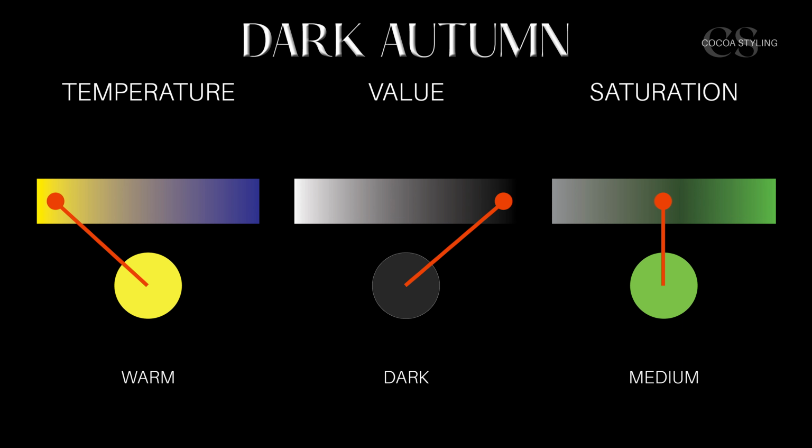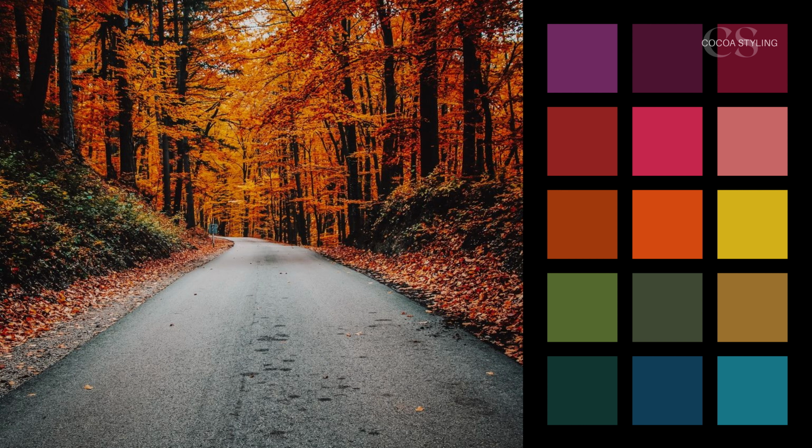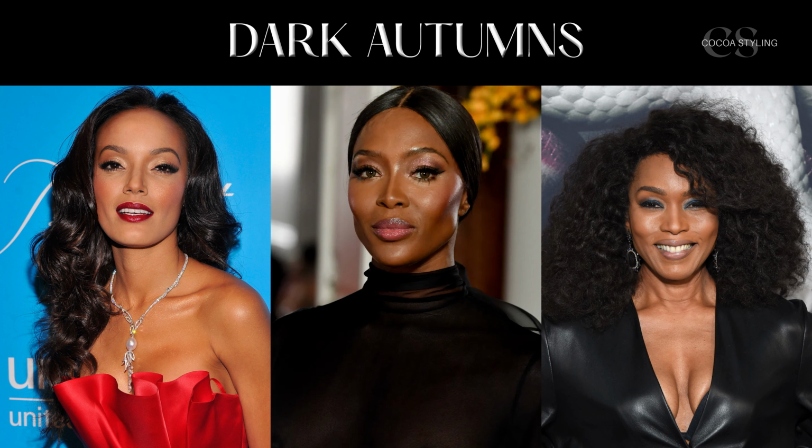The main color dimension of a dark autumn is value. A pure dark autumn will have a medium saturation level, so most of their colors won't be muted or bright, they will just sit in the middle. Dark autumns have very deep and piercing features. Their eyes and hair will be black or a very deep shade of brown.